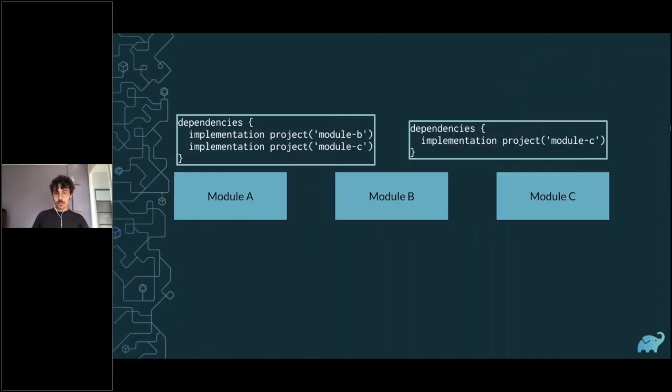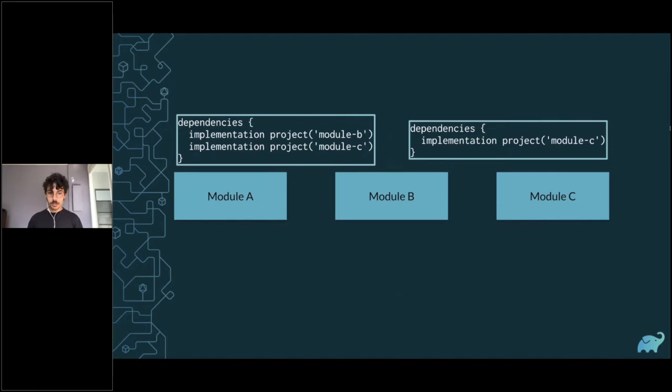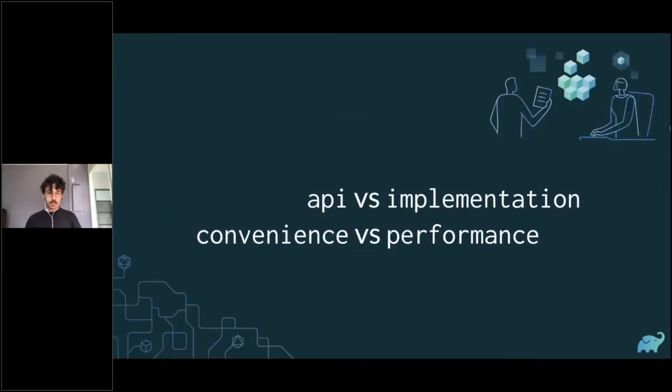If you have module A, module B, and module C, and module A has a dependency on module B and C, and then module B just has a dependency on C, you can do a little shortcut here, and you can declare that module B has a dependency on module C using API. Now what that means is that module C is automatically added to the classpath of module A, right? So if you're doing this pattern, you must always be certain that module C is always consumed together with module B, right? You always use module C when you're consuming module B as well. It's kind of like pairing them together. So it's really a trade-off of convenience versus performance. That's what this is.